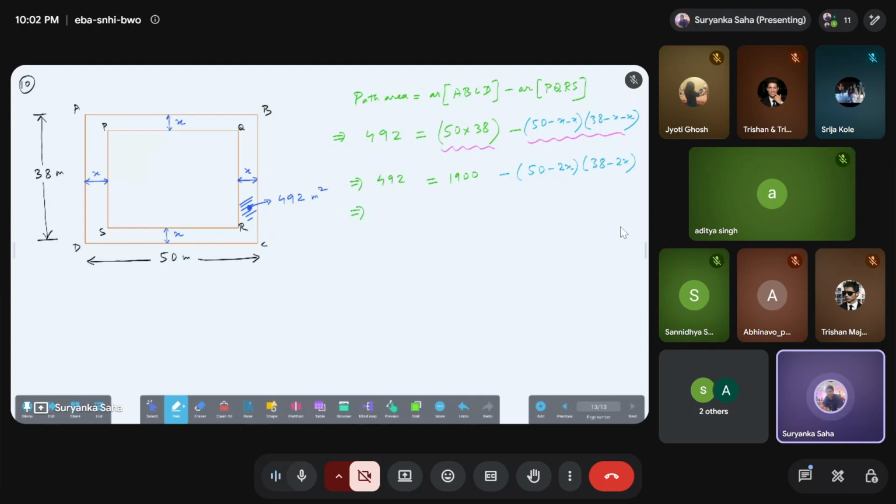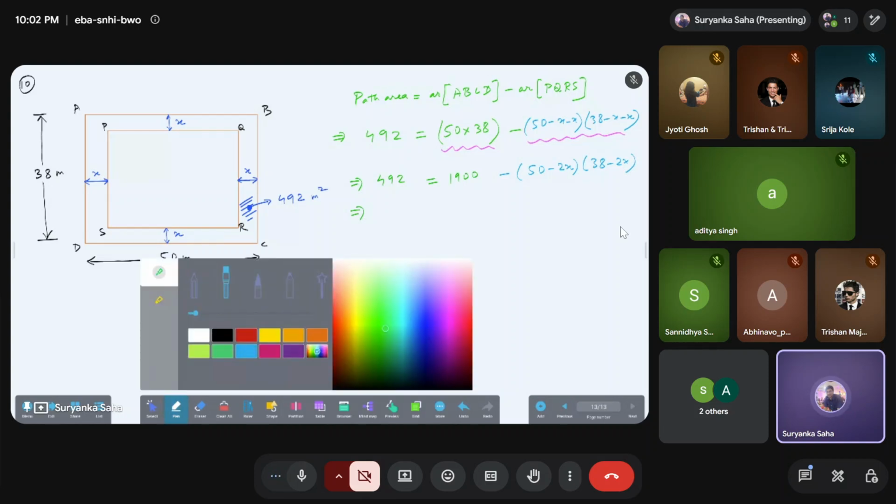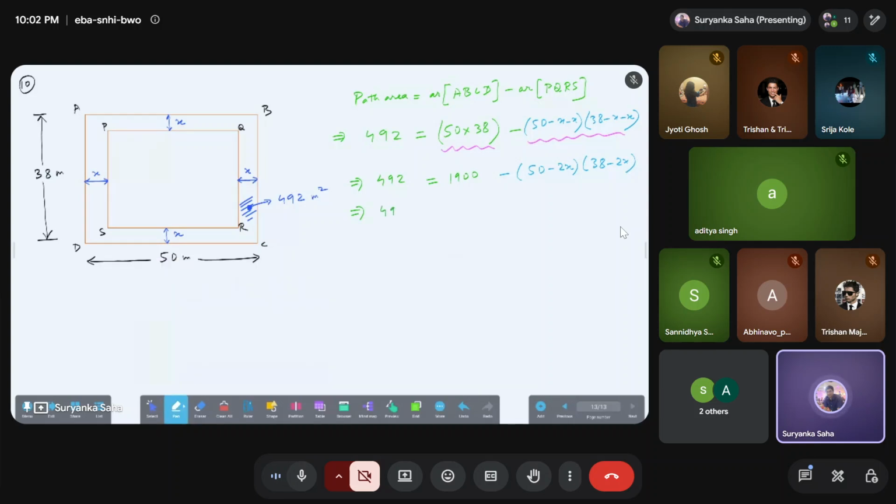So we can simplify actually. How can we simplify? We can divide. 492 is there, and it is 1900, and we can take 2 common from both the factors. Taking 2 common from 50 minus 2x and another 2 from the other factor, it will be 25 minus x into 19 minus x. Tell me whether you understood this or not. I am taking 2 common from both the factors. Is it clear? Please confirm.